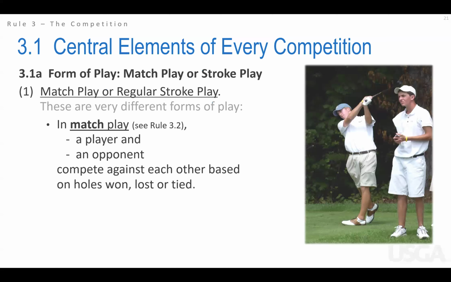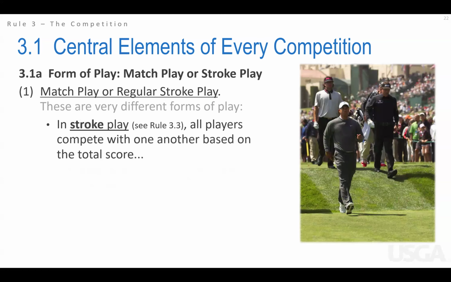So as we know, in match play we have a player and an opponent competing against each other based on how many holes are won, lost, or tied. We're going to figure all that out as we progress through the match. In stroke play, we know we're totaling up that score at the end and comparing it to all the other players in the competition.